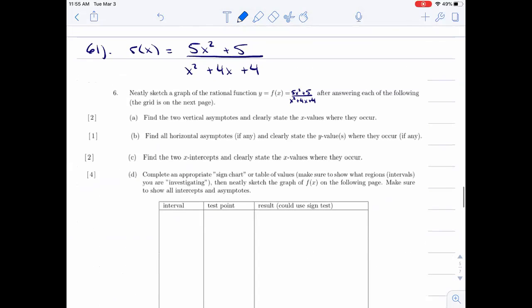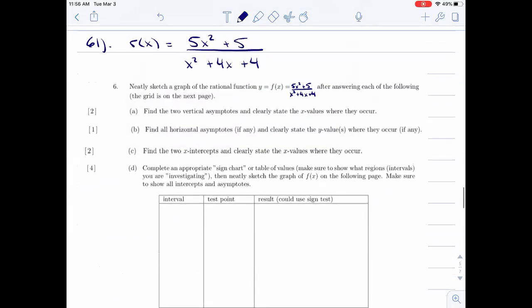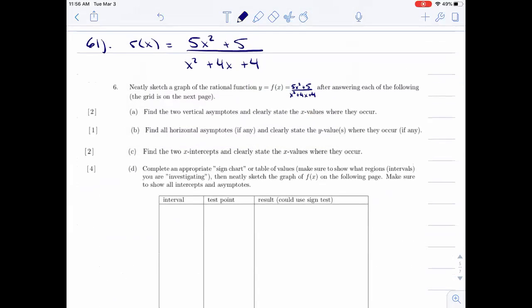Part B says find all horizontal asymptotes, if any, and clearly state the y values where they occur, if any. So now we're going to look at the horizontal asymptotes, which means we need to figure out what the degree of the numerator is and the degree of the denominator is. In this case, they're both degree 2. The coefficient of the numerator is 5 over 1. Means we have a horizontal asymptote at y equals 5.